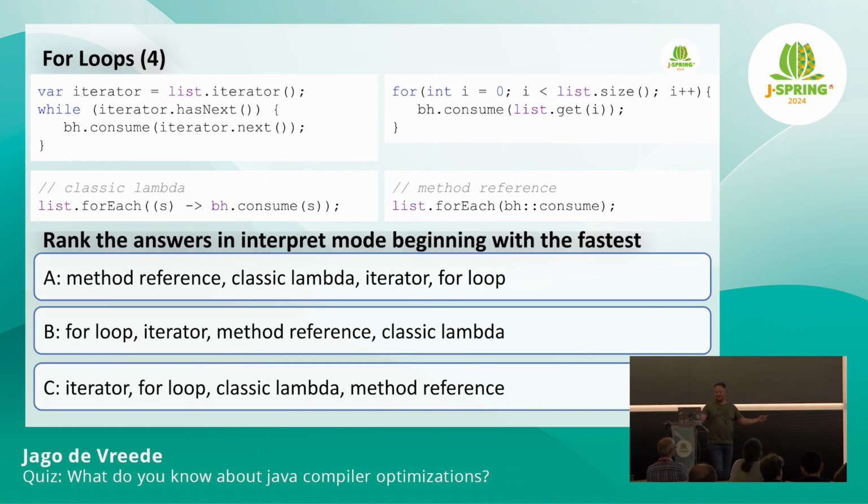But let's do this question again, not in fully optimized mode, but in interpreter mode. So the mode that you probably will run in the first phases of your application, and rank those answers. So they're not all the same, or maybe they are because it didn't fit on the slide. Is the method reference the fastest, then classic lambda, iterator, for loop? Or the iterator, for loop, classic lambda, and then method reference? What do you think? How do they rank?